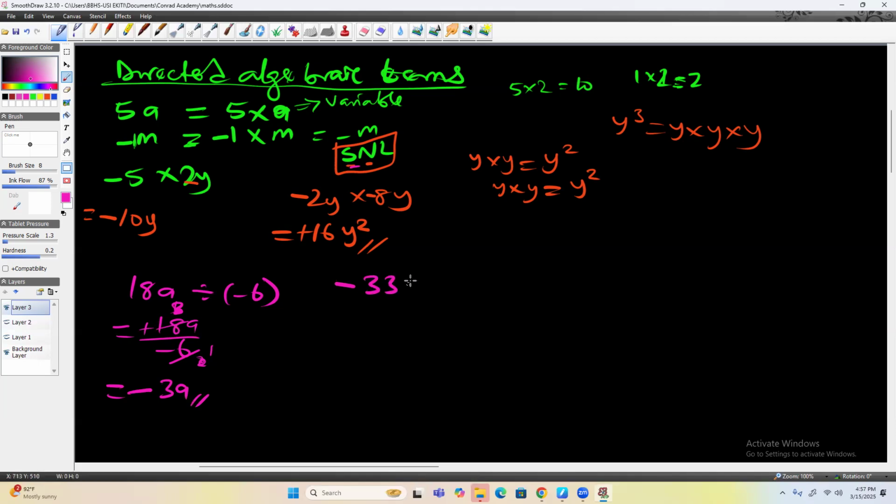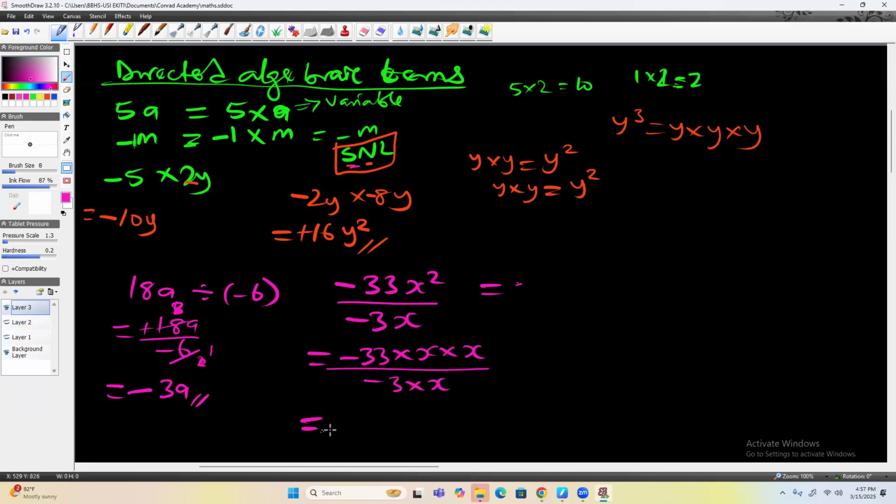Minus 33x squared divided by minus 3x. So if I do that, it becomes a bit easy now. This thing is typically written like this. You can still write it like this. Let me write it like this. Minus 3. Remember I told you x squared means x times x over minus 3 times x. Okay. Now, we start with sign, SNL, sign first. Negative divided by negative is positive.